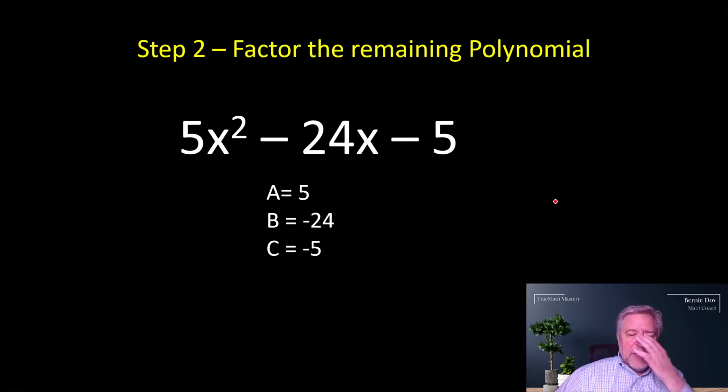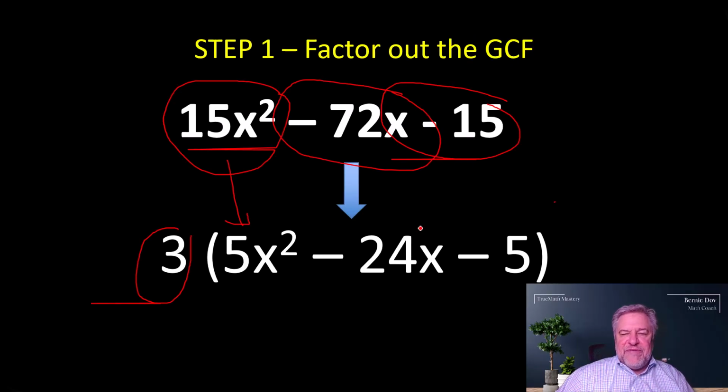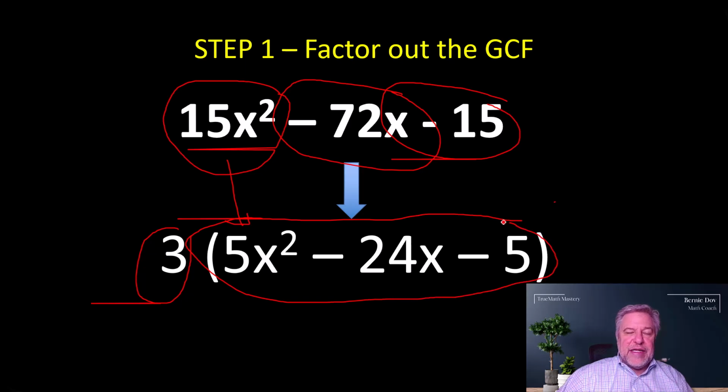Step 2. Now that you've factored out the 3, you're left with this quadratic expression. It's a simpler quadratic because we just pulled out the common factor of 3. In many cases, there's no common factor. That's why step 1 would not be necessary. We would just do the 6 steps inside step 2. So I picked this one intentionally.